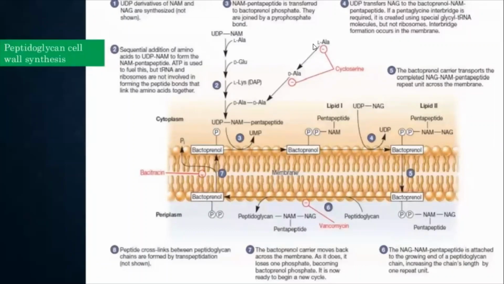Okay, we are good. And then we saw that there are two antibiotics, cycloserine and vancomycin. Vancomycin is inhibiting the step of addition of peptidoglycan units. And then we have bacitracin. Bacitracin is inhibiting the transfer of bactoprenol for further cell wall synthesis. Okay, cool. Shall we move ahead?